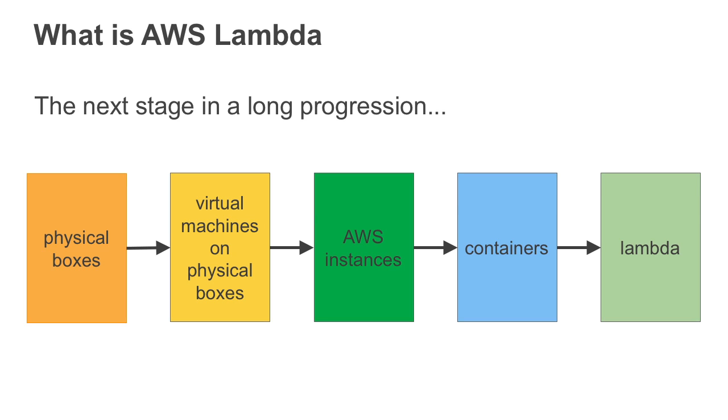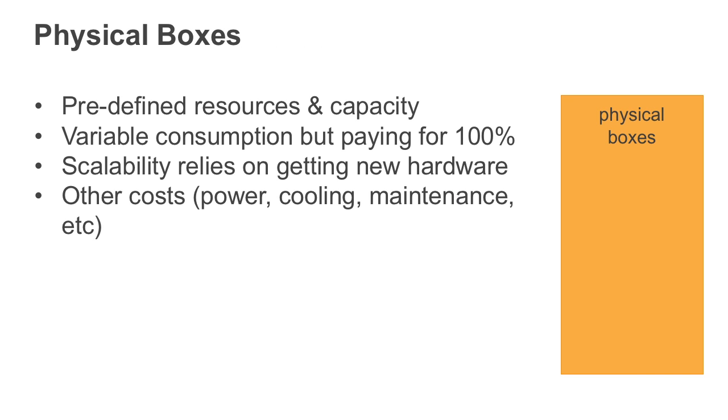So let's take a look a little bit at each one of these different ideas. So a physical box, you buy a physical box, it's a predefined resource, predefined capacity. It's variable consumption, but you're paying for the entire box. So, you might buy an entire box, but only use 10%, or you might use 90%. It depends on the load, what you're trying to do on that box.